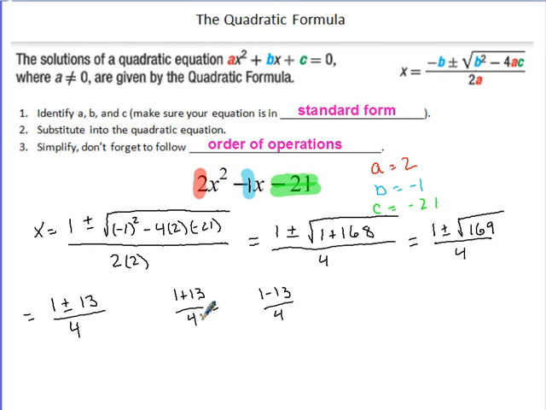14 divided by 4 simplifies to 7 over 2. Alright, 1 minus 13 is -12. -12 divided by 4 is -3. So my solutions are 7/2 and -3.